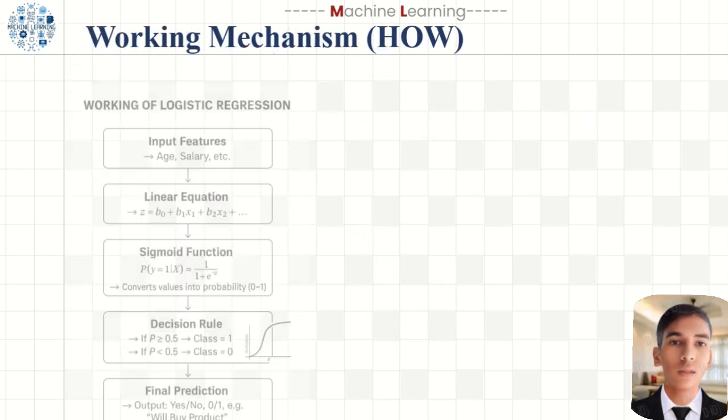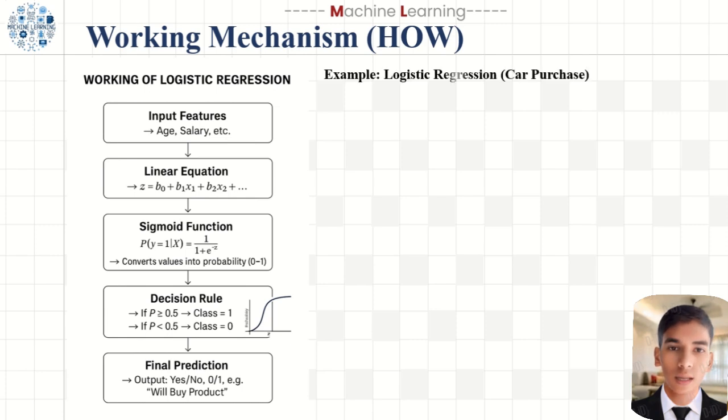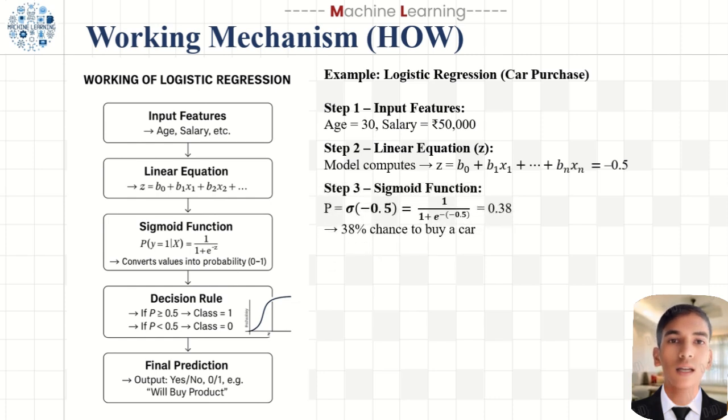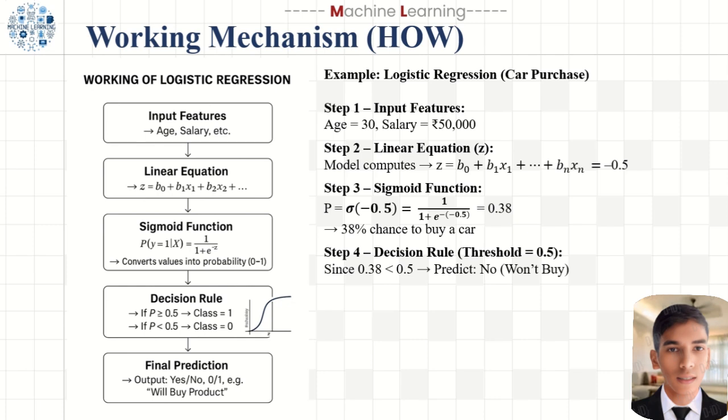To really understand how this works, let's walk through a practical example. Imagine we want to predict whether a customer will buy a car. We start with the input features. Suppose the customer is 30 years old and earns 50,000 per month. These details are fed into the model. The model first calculates a raw score. In this case, the score is 0.5. On its own, this number doesn't mean anything. But when we pass it through the sigmoid function, it becomes a probability of 0.38 or 38%. That means the model believes there is only a 38% chance this person will buy a car. Since 38% is less than 50%, the final prediction is no, the customer will not buy the car.